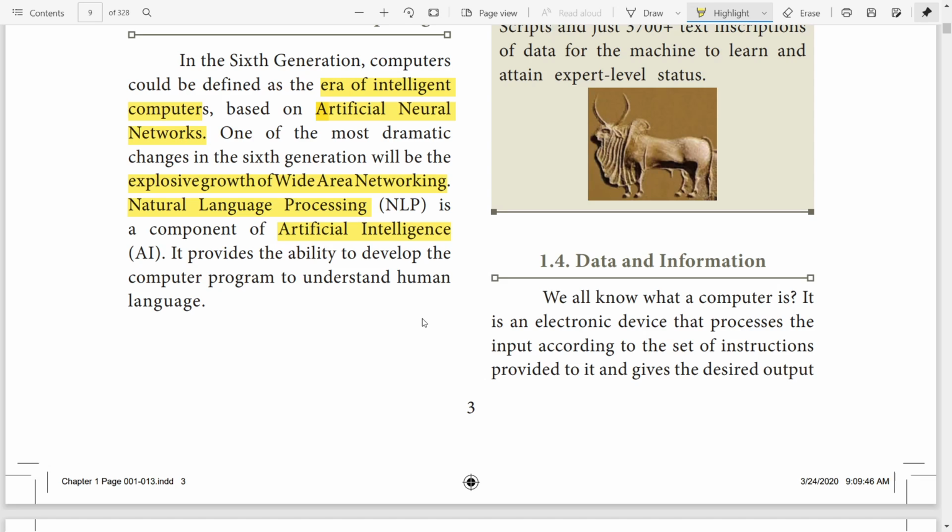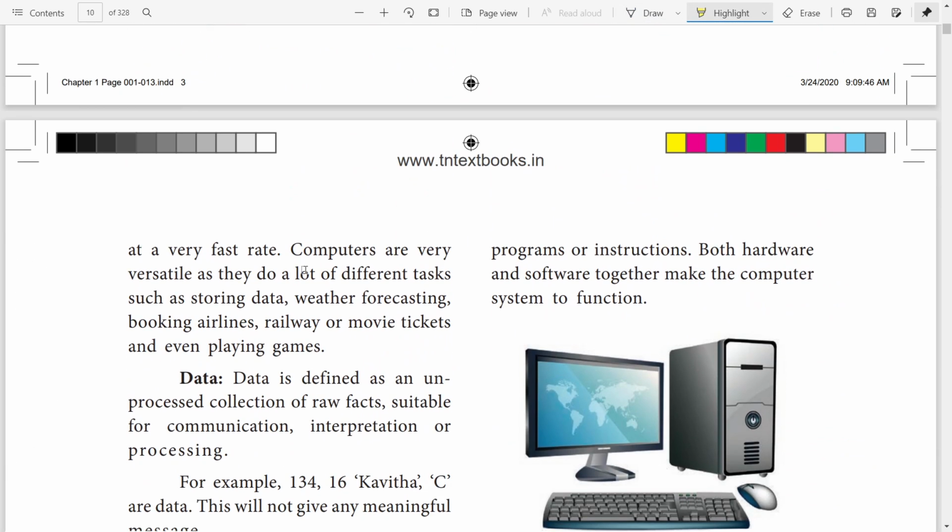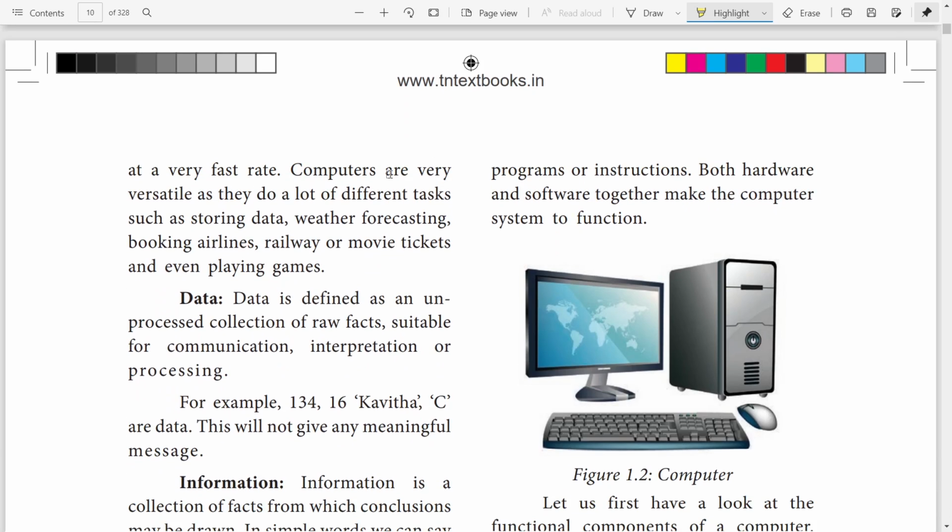Next, data and information. Data. We all know what a computer is. It is an electronic device that processes the input according to the set of instructions provided to it and gives a desired output. Important 2 mark question: what is a computer? At a very fast rate. Computers are very versatile as they do a lot of different tasks such as storing data, weather forecasting, booking airline, railway or movie tickets, and even play games.